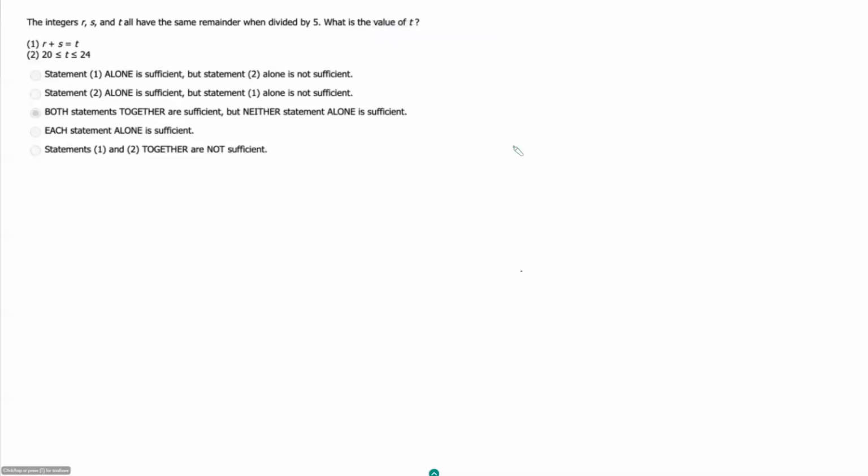The integers r, s, and t all have the same remainder when divided by 5. What is the value of t? So quick detour to start.